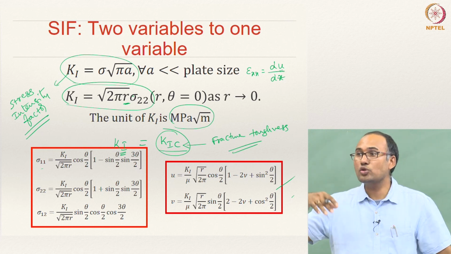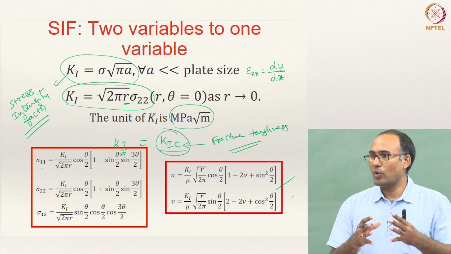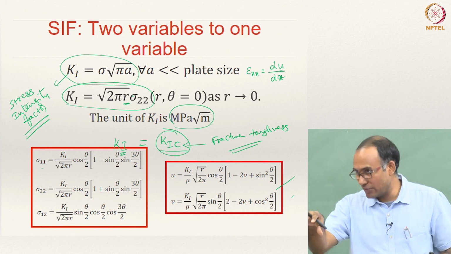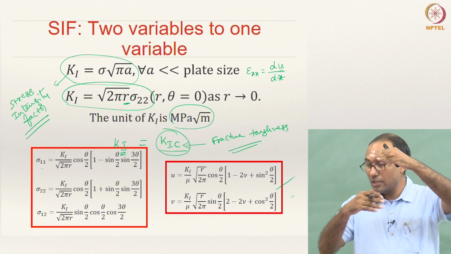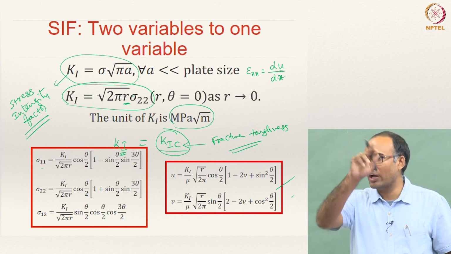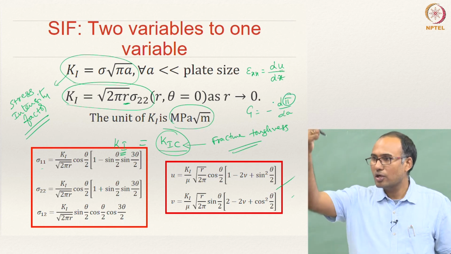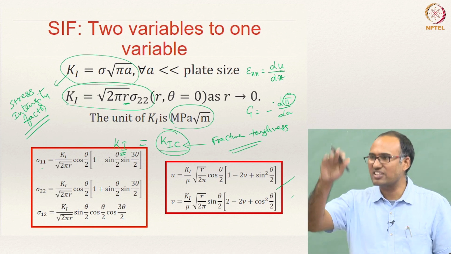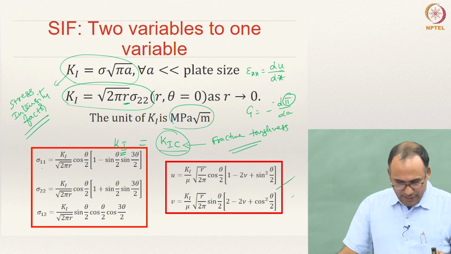Whereas G is telling you the energy. Energy is the total quantity of the body that we are talking about. So what is the total energy release rate? The energy release rate is calculated from the total strain energy and the work potential, right? That is how we have defined it. So we have written G equal to minus d pi by dA, and pi is the total energy of the component. That is why G is called a global quantity, and K is called a local quantity. All right.